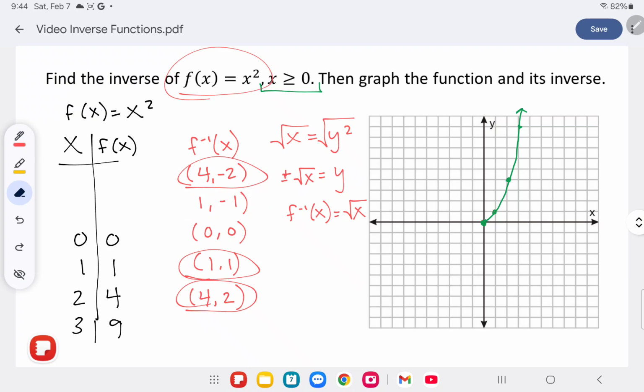So we got rid of those first 2 points of our x squared because they had a negative in the domain. So now we're only using 0, 0, 1, 1, 4, 2, and then that last one would be 9, 3.